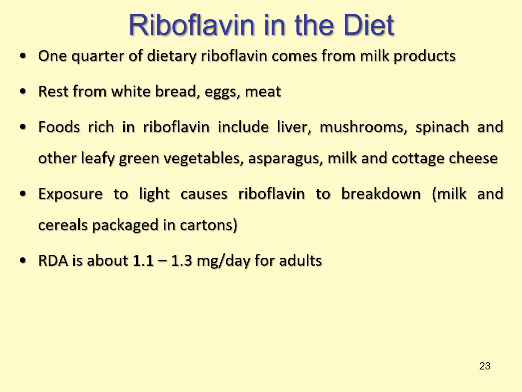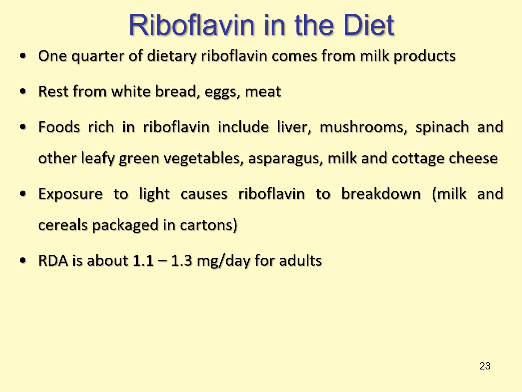Riboflavin is also found in the diet. Actually a quarter of the dietary riboflavin comes from milk products. Therefore the major source of riboflavin is milk, and the rest comes from white bread, eggs, and meat. Foods rich in riboflavin include liver, mushrooms, spinach, and other leafy green vegetables. Asparagus, milk, and cottage cheese are also sources, but milk is by far the dominant source. Exposure to light causes riboflavin to break down, so milk and cereals are packaged in cartons to avoid exposure to light and the breakdown of riboflavin.